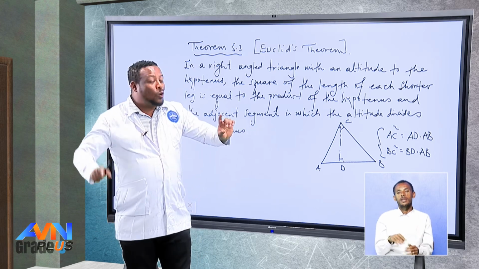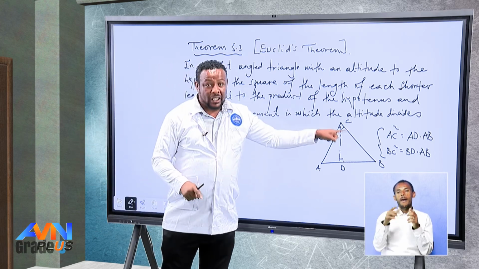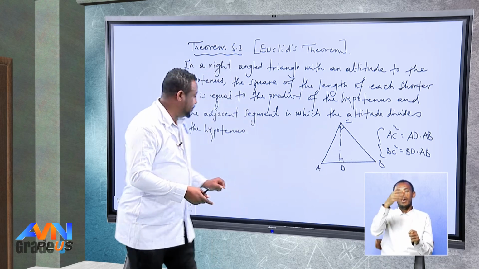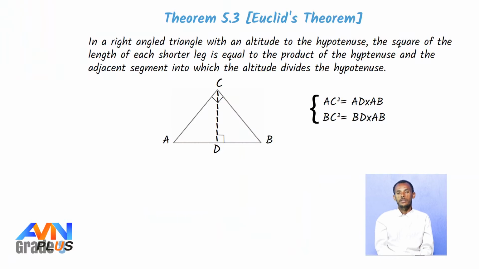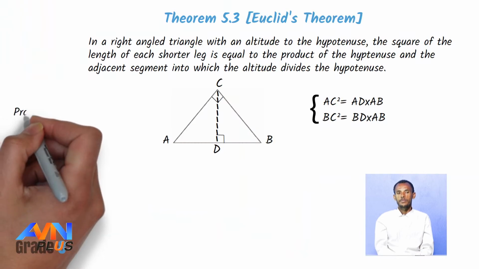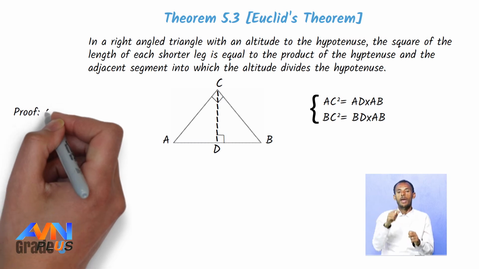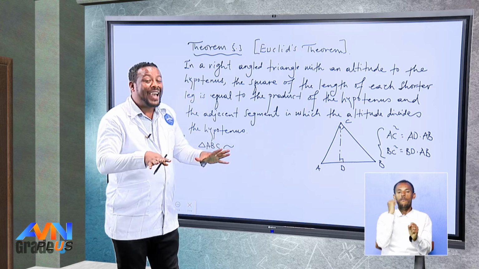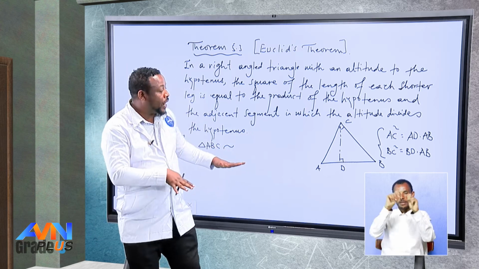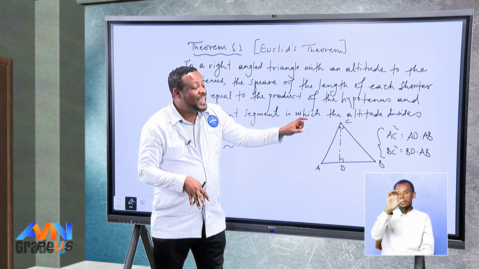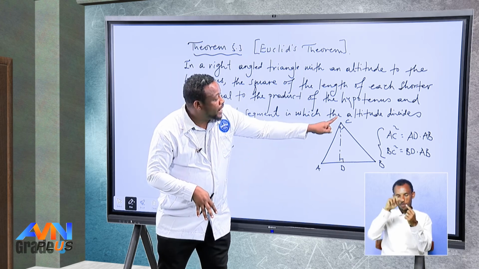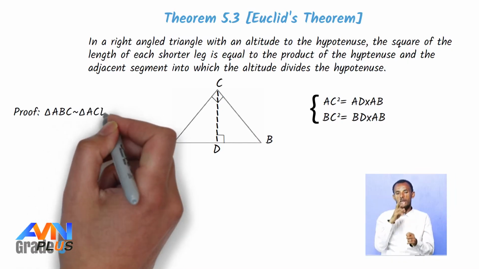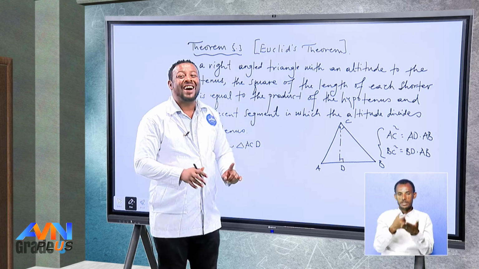Okay, now consider the bigger triangle, which is the right-angled triangle, the bigger triangle ABC. Consider triangle ABC. You can find a similar triangle which is similar to ABC. ABC is similar to ACD. These two triangles are similar.